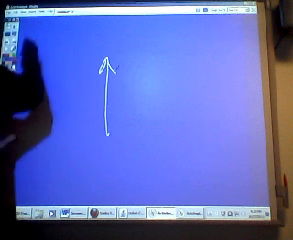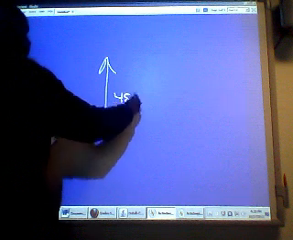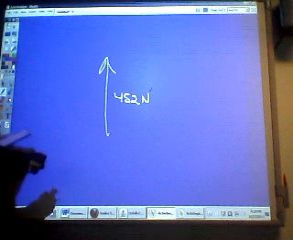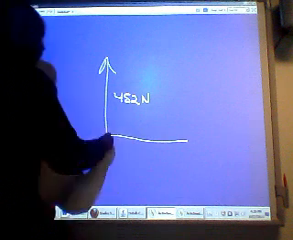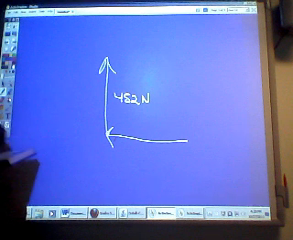Number three, the wind exerts a force of 452 newtons north on a sailboat. I won't bother to draw the compass. You should know what north is by this time. 452 newtons, while the water exerts a force of 325 newtons west on the sailboat. Find the magnitude and direction of the net force on the sailboat.